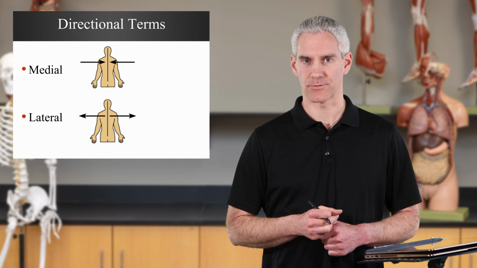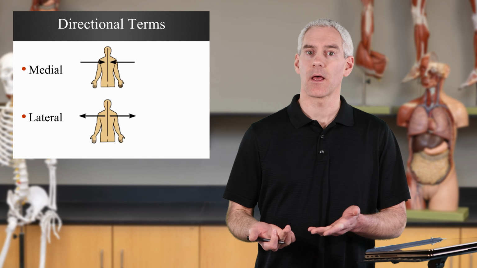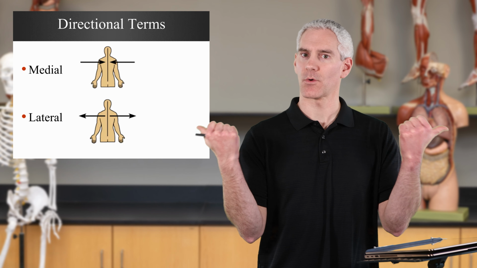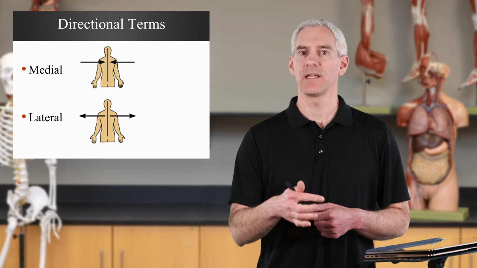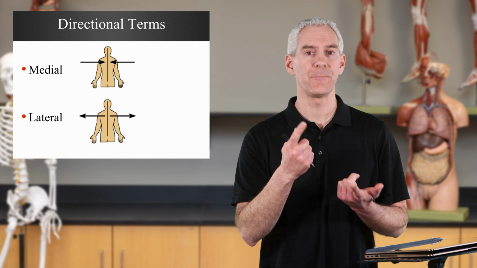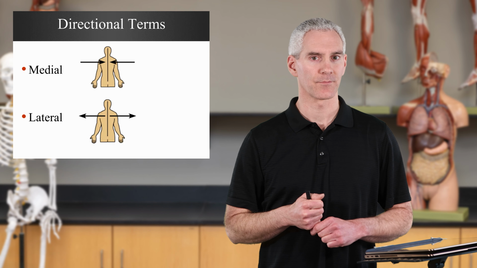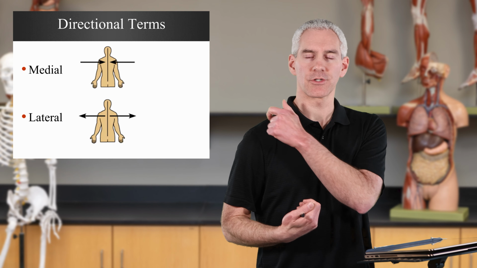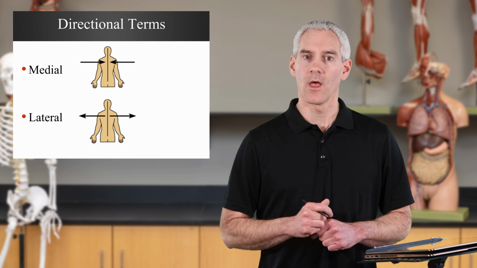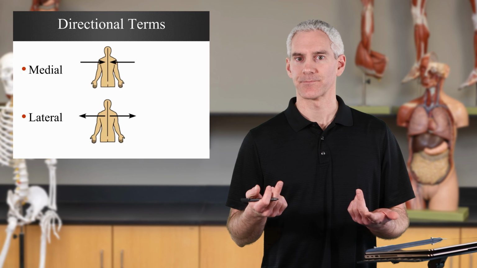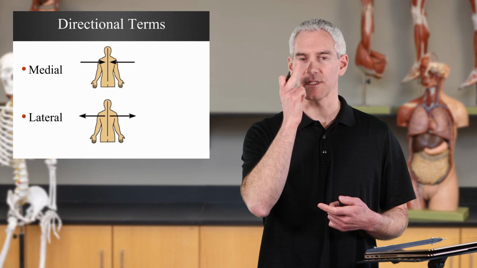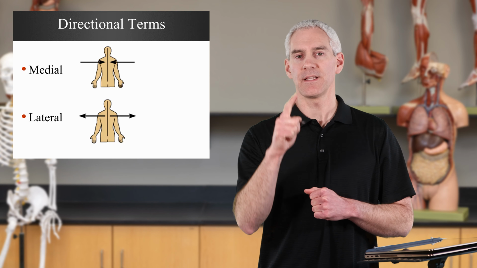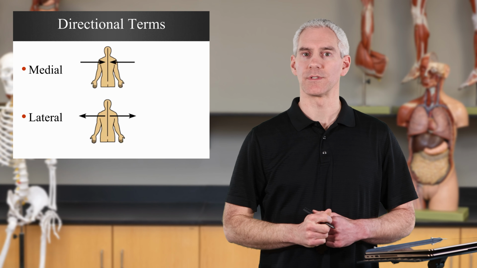Medial and lateral. In this case, medial is towards the middle. Lateral is towards the outside. You could say that your nose is medial to your ears. You could say that your sternum is medial to your shoulder. Lateral is the opposite. The ears are lateral to the eyes. That's because the ears are further out. You could say the eyes are lateral to the nose.